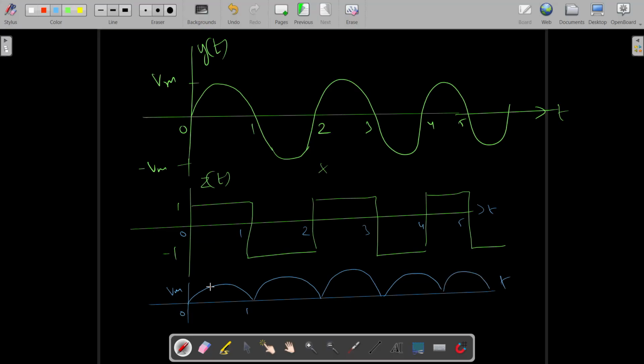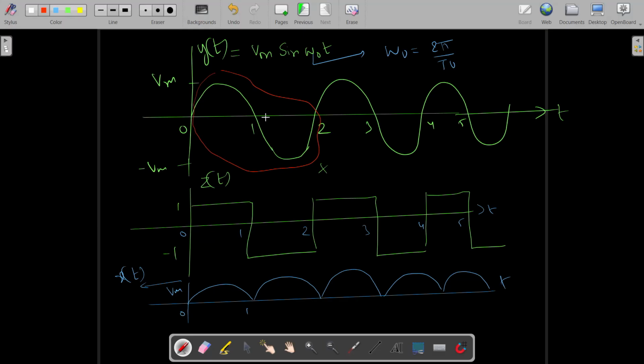So now, if you know the expression for y of t, then finding the expression for x of t is very straightforward. What is this y of t? This is going to be Vm sine omega naught t. Now the question is, what is this omega naught? This omega naught is going to be 2 pi by capital T naught. So what is T naught for this y of t? What is the portion that is going to repeat? This is the portion that is going to repeat. For every 2 seconds, this red colored portion is going to repeat.